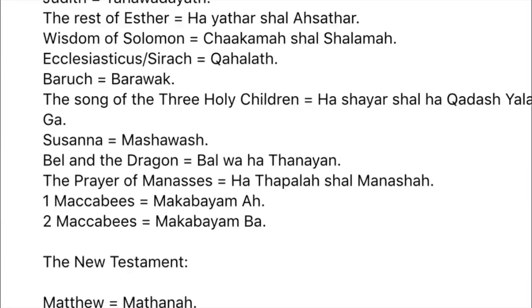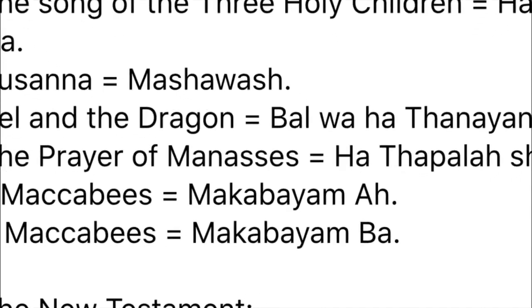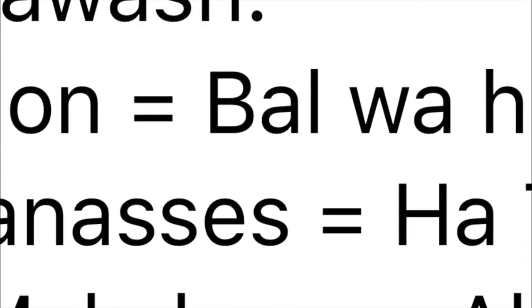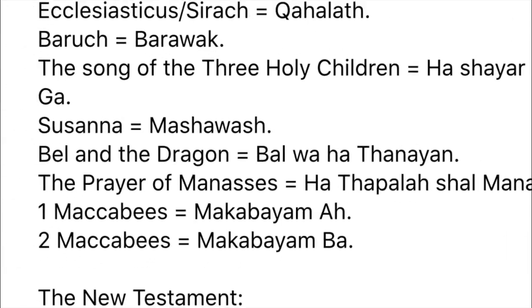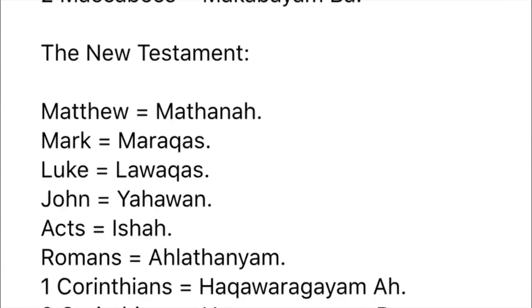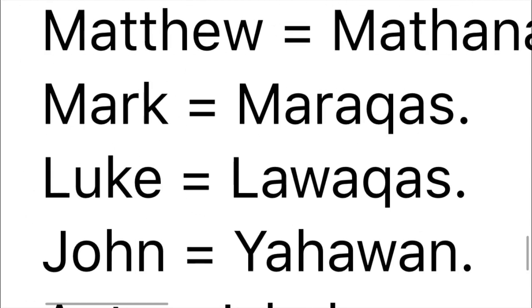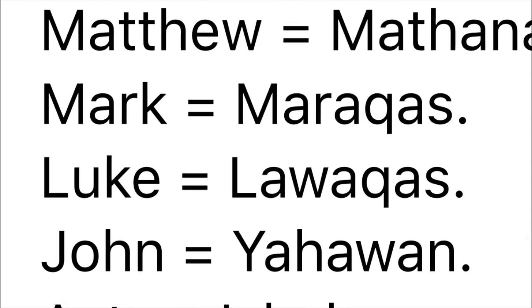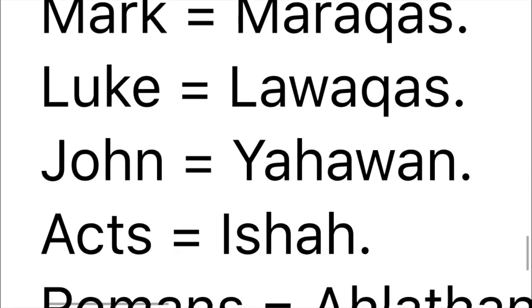Look at the entry for Bel and the Dragon. Bel is rendered Baal. They seem to have missed that there's an ayin in there. It should be Baal or Baal or something like that. But anyway, look at another example. Look at the names for the New Testament. Maracas, and Lawakwas. These are obviously Latin and Greek names, just recast in Lashawan Quadash.